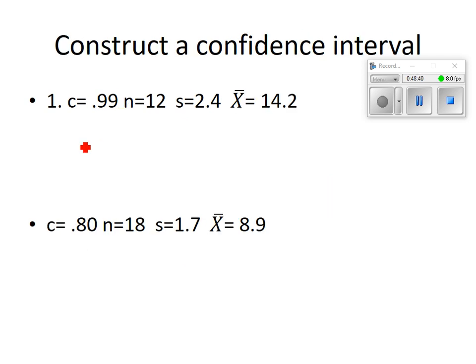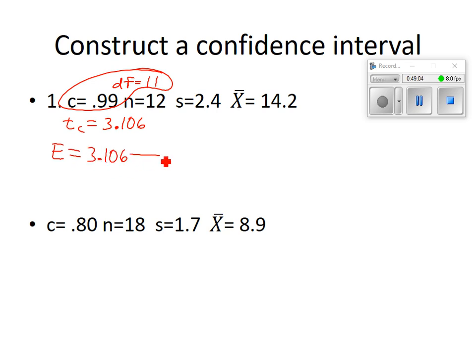And that's what these do. So on this one, again, first thing you've got to do, your DF, what's your degrees of freedom for this? 11. So we look those two up on the chart. That's going to give us our TC, what is it? 3.106. Then we're going to find our E. We take the 3.106 times 2.4 on top here, square root of 12 on the bottom. What's that give us?